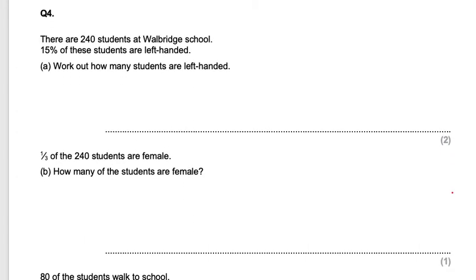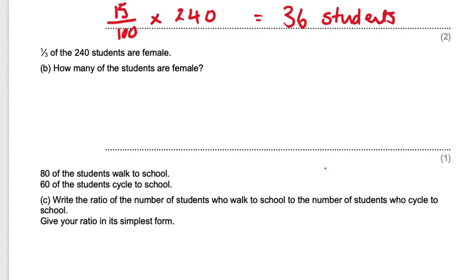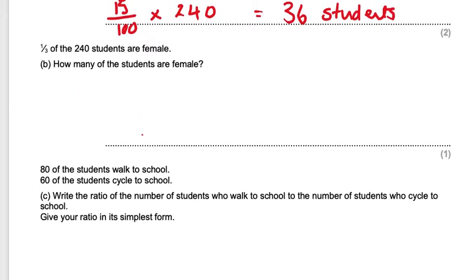Question 4. 240 students, 15%, so we're looking at 15%. And we know how to do this by now. 15% of 240 gives us 36 students. A third of the students are female. How many students are female? We're looking at a third of, multiplication is just like the of, 240 gives us 80 students.